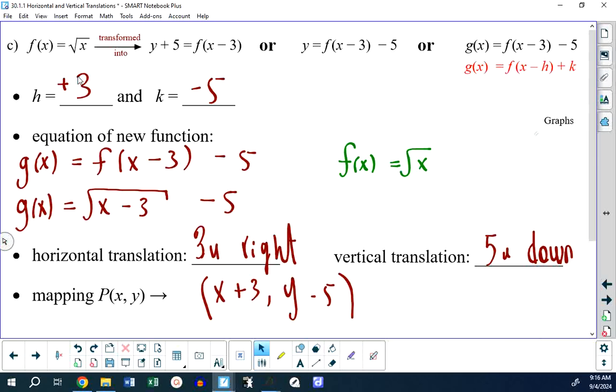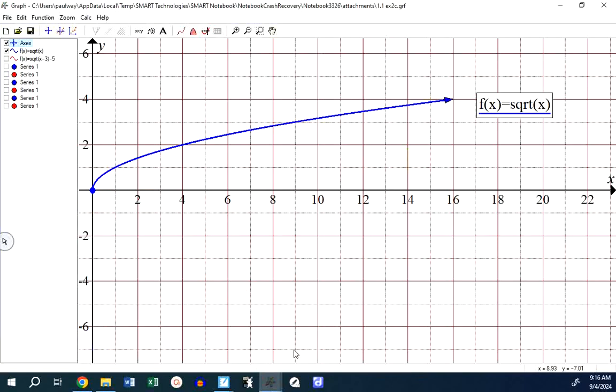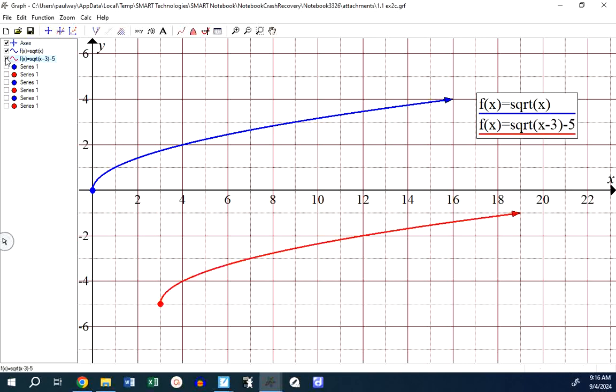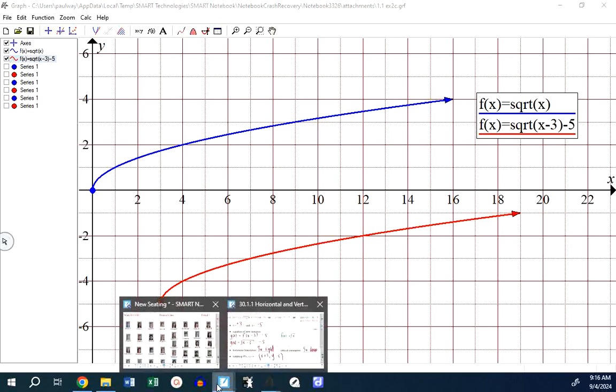So let's just confirm that this is right now. It turns out that this is what y equals root x looks like. We want to graph root x minus 3 minus 5. Let's see, it shifted 3 to the right and 5 down. Okay, so just burning through D now.